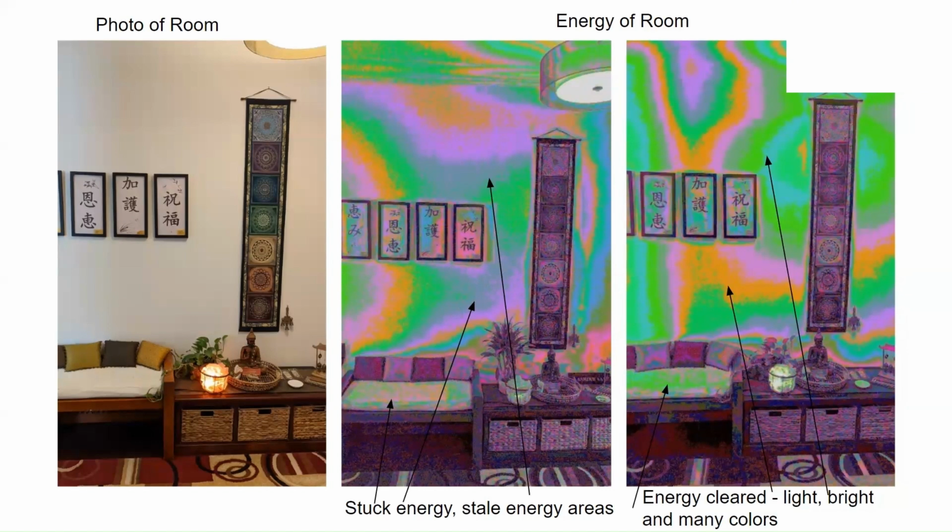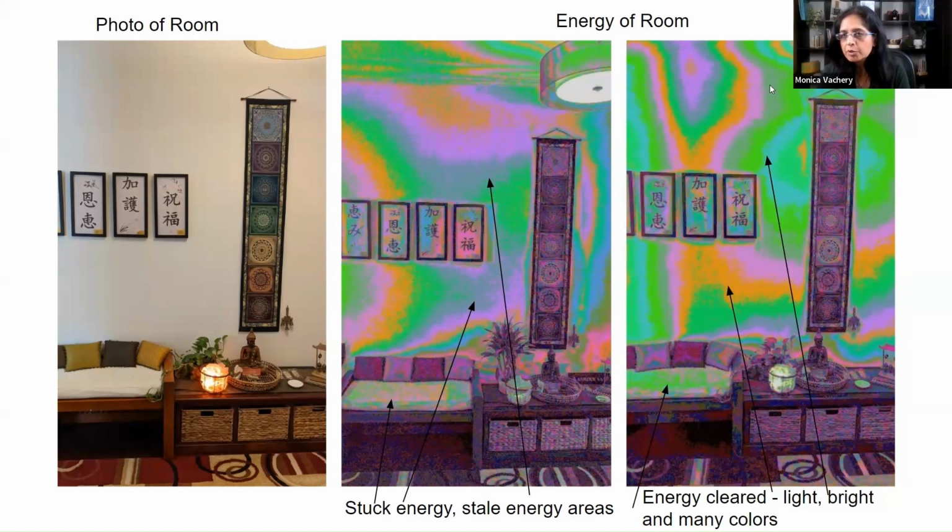If you do something simple in a couple of minutes, you can clear the energy, and then it looks like the image on the right. You see the colors have come back. There's orange, pink, green, and the light blue has shown up here. So this energy that was stuck all over here just disappeared.